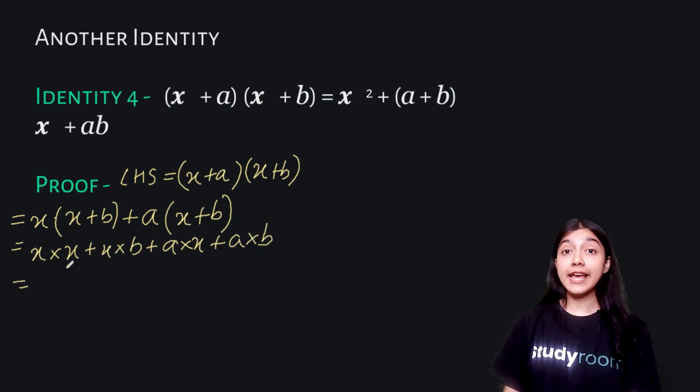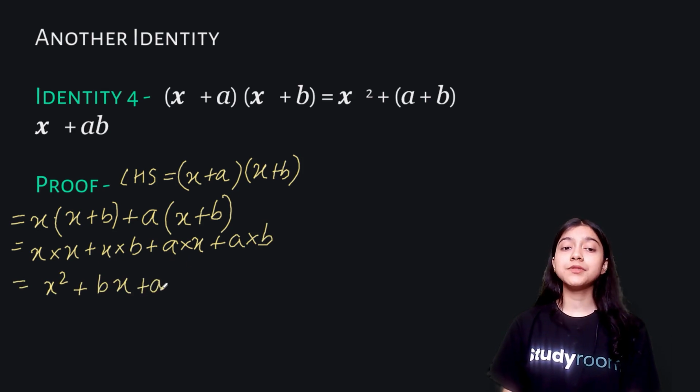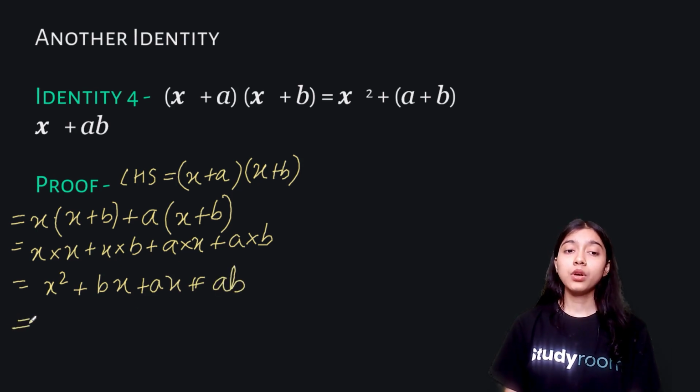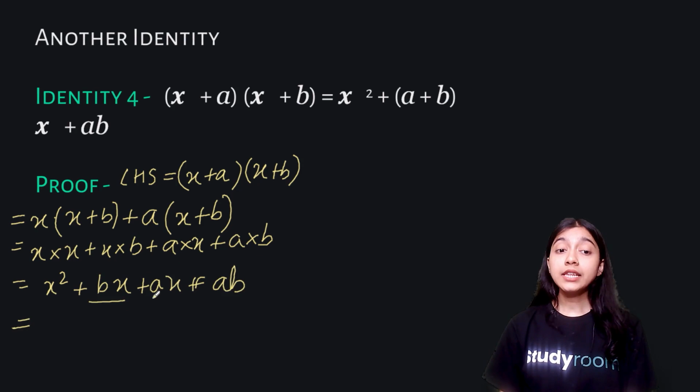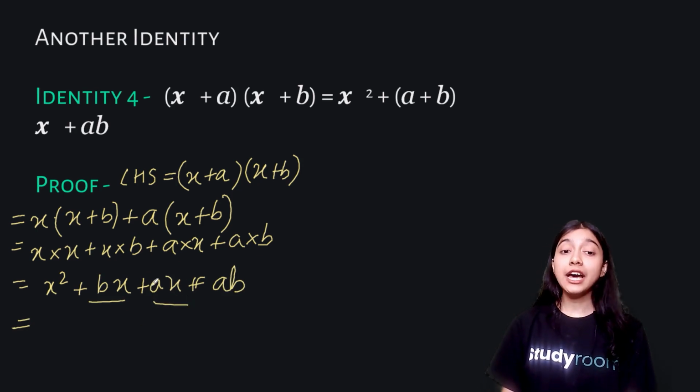When we multiply x with x, this gives us x². When we multiply x with b, it gives us bx. When we multiply a with x, it gives us ax. And when we multiply a with b, it gives us ab. Now, just focus over here. In these two terms, do we have anything common? Yes, we have. We have x as a common term in both of these terms.